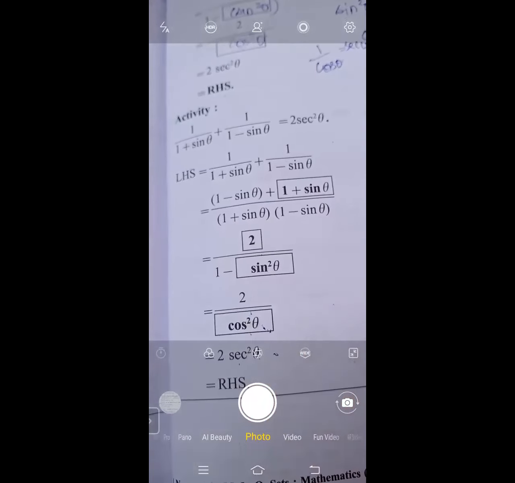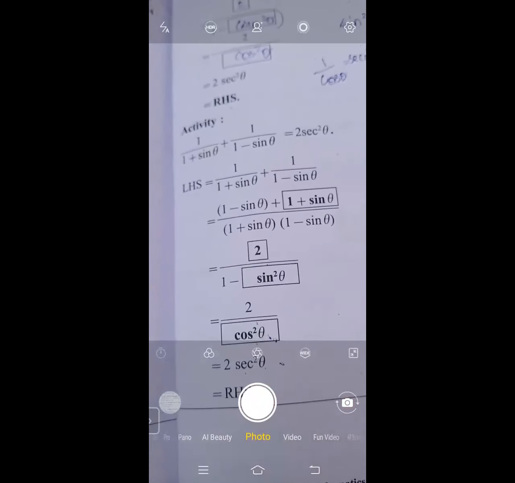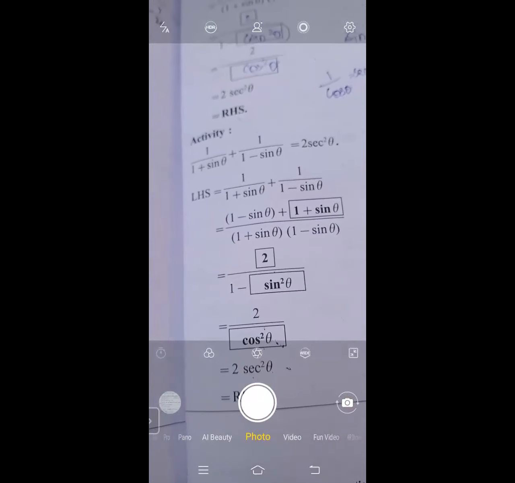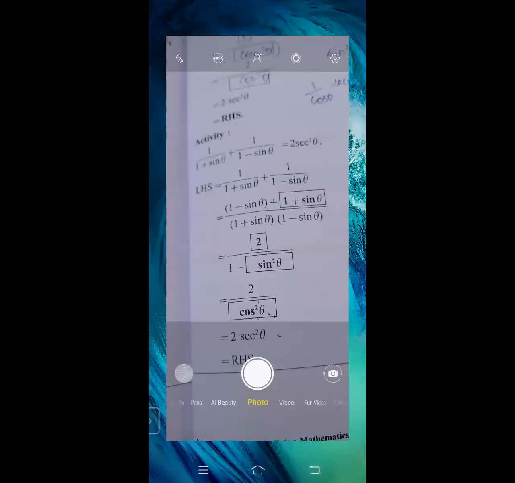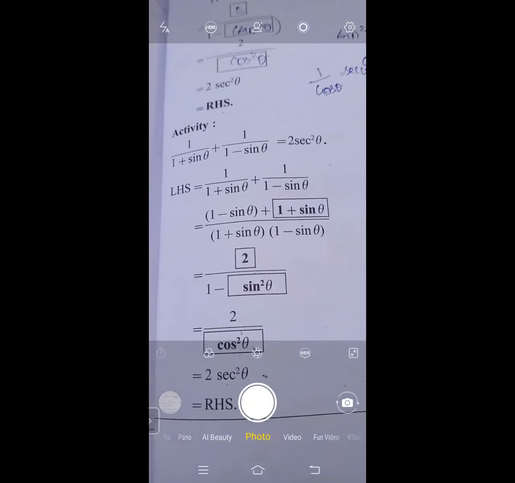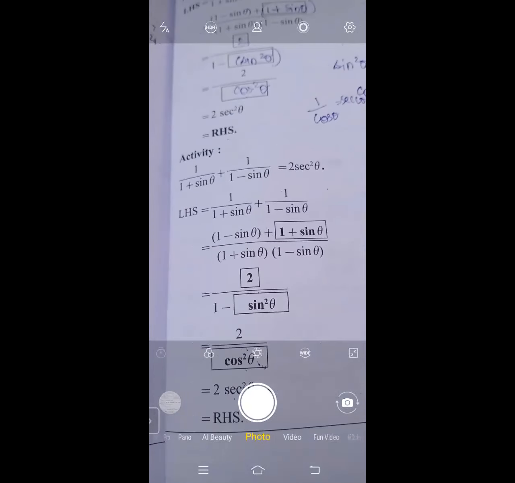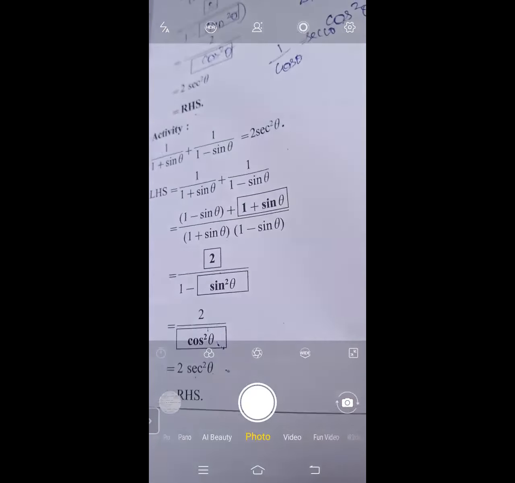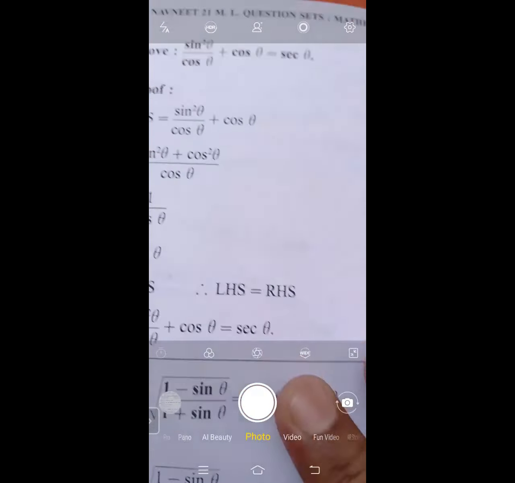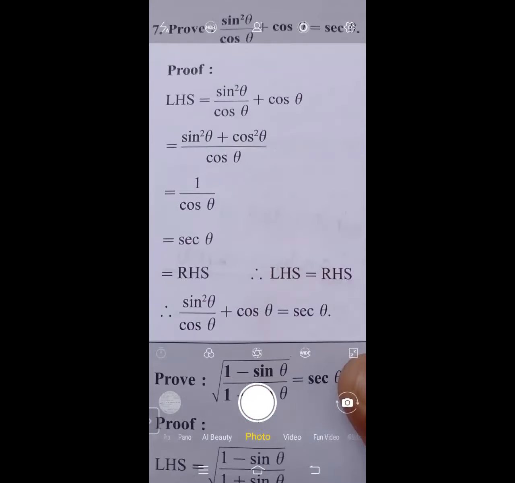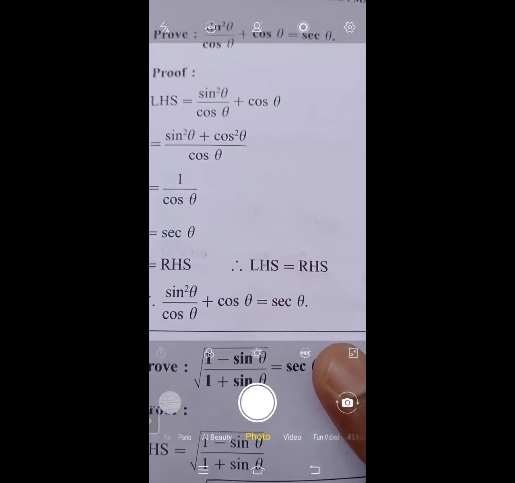So now you can understand how important all the identities are and how they help us to solve all these problems, to complete all these activities. So we will go towards our next proof, which is also an easier proof.